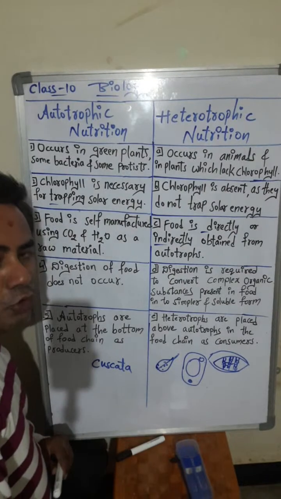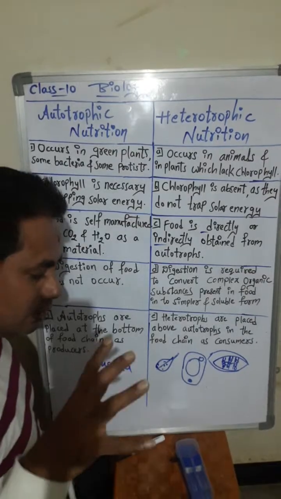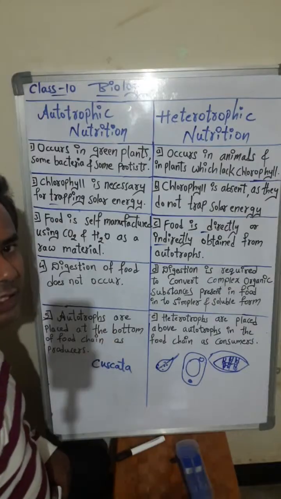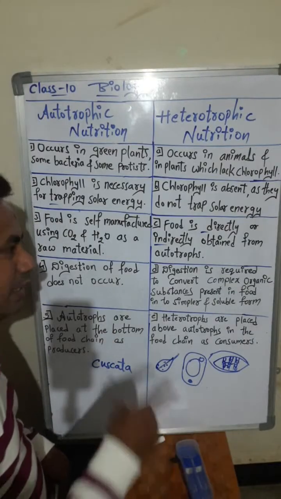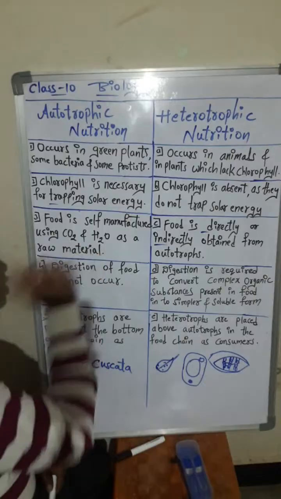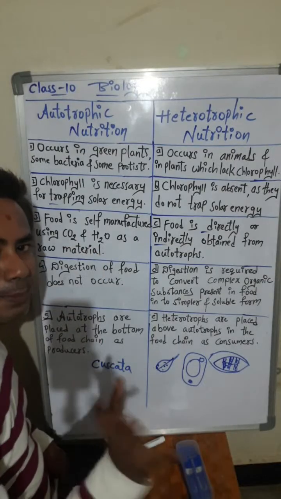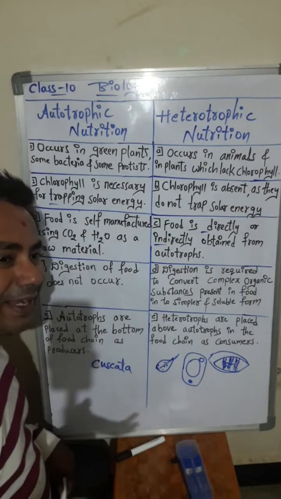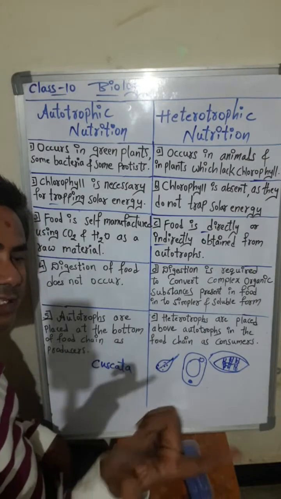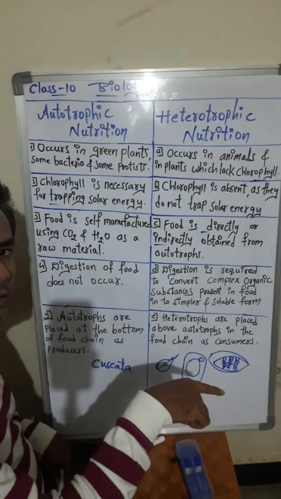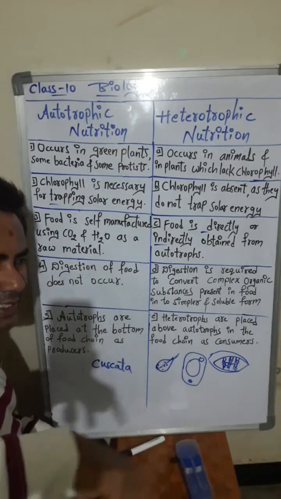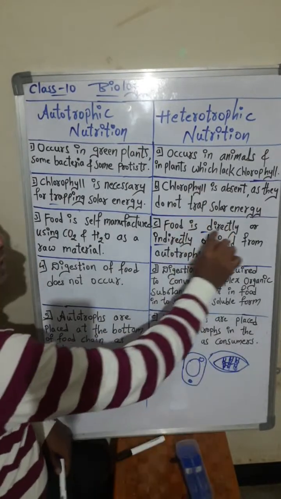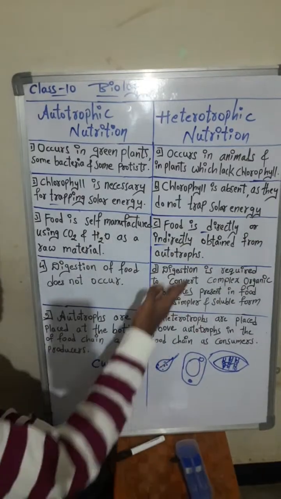Herbivores, as already you know, are the organisms that eat what? Plants or grass or plant products. So herbivores directly depend on autotrophs. Carnivores, example, tiger. Tiger will eat deer. Deer will eat plants. So tiger is indirectly dependent on plants. So food is directly or indirectly obtained from autotrophs.